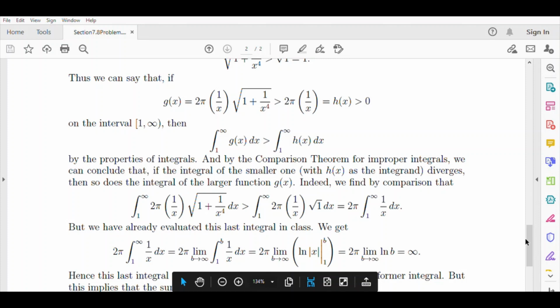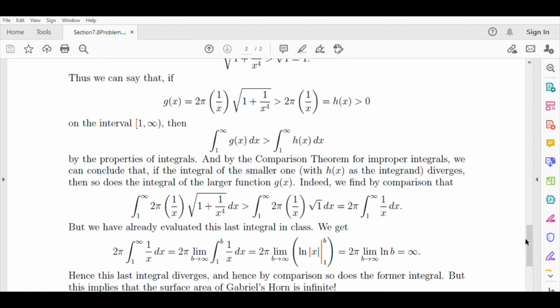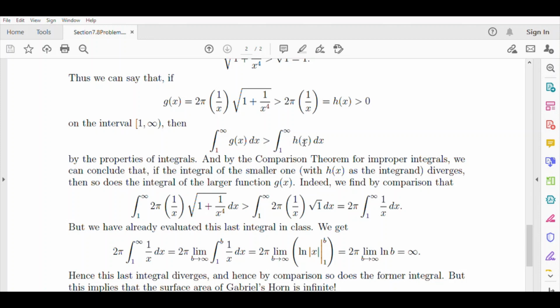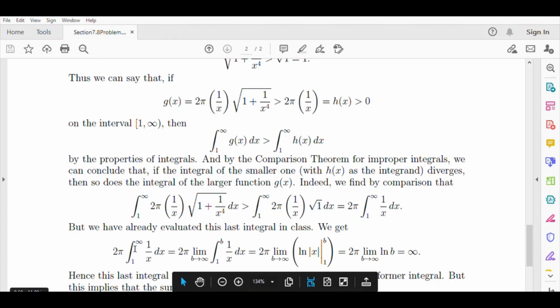And applying the comparison test, if integration 1 to infinity h(x) dx diverges, then g(x) is also divergent. Now let us find this integration 1 to infinity h(x) dx. h(x) is 2 pi 1 by x. So we know how to find this type of integration. Just now we have done it.